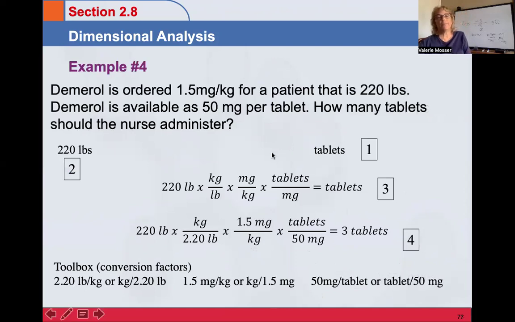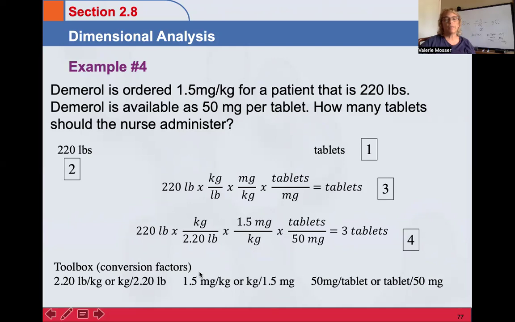Finally, here's our last example where we're going to have 3 conversions to get from our initial value to our last value. So here, Demerol is ordered 1.5 milligrams per kilogram. So this is a dosage in milligrams per kilogram. So there's 2 units, that's going to go in our toolbox for sure. For a patient that is 220 pounds, since that's a single unit all by itself, we're most likely going to start with that. Demerol is available as a 50 milligram per tablet.